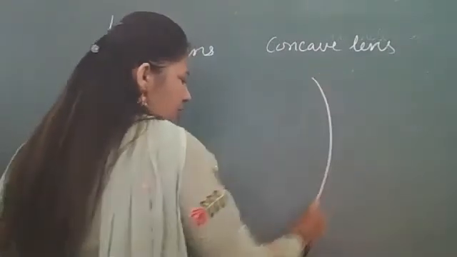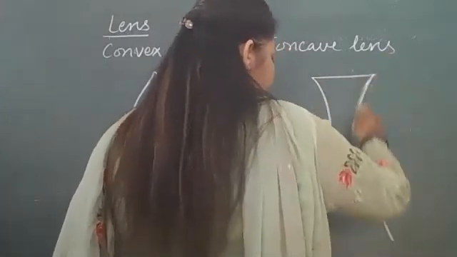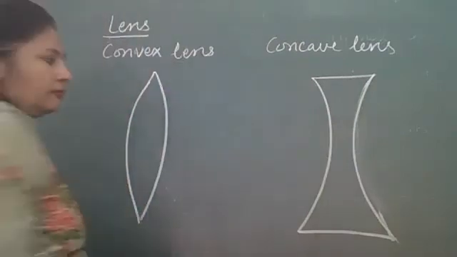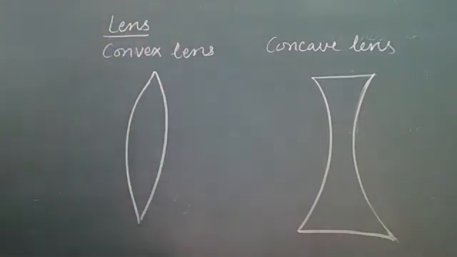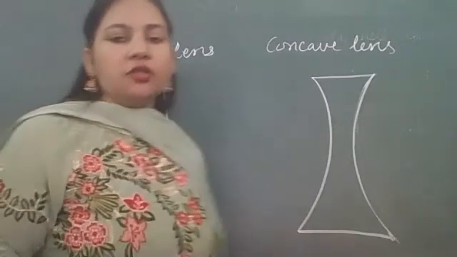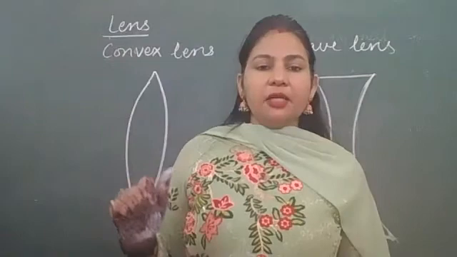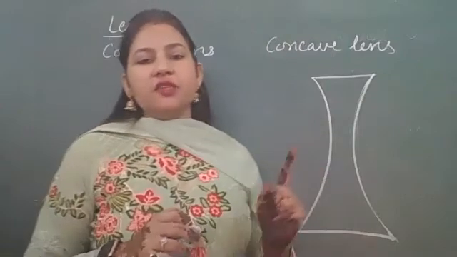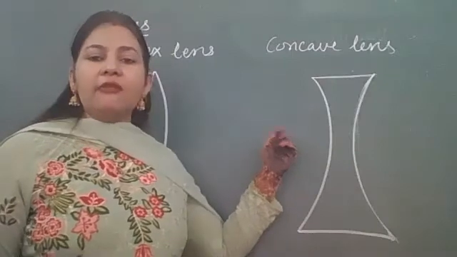On the other hand, a lens which is thicker at the edges and thinner in the middle, that is called a concave lens. So this lens is a concave lens. And this will be their definition also. So what will be the definition of convex lens? A lens which is thicker in the middle and thin at the edges. And how will you define concave lens? A lens which is thin in the middle and thicker at the edges, that is called a concave lens.